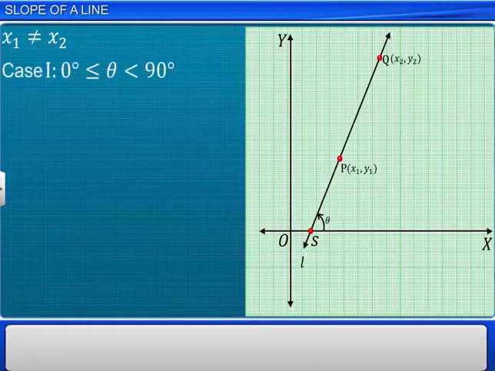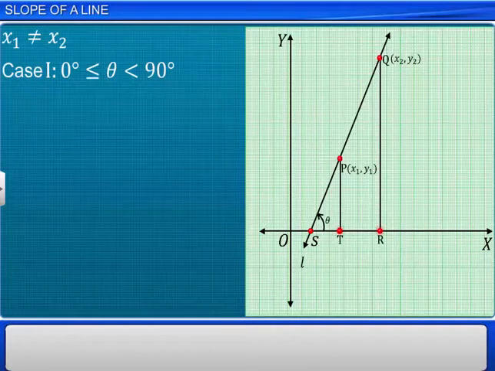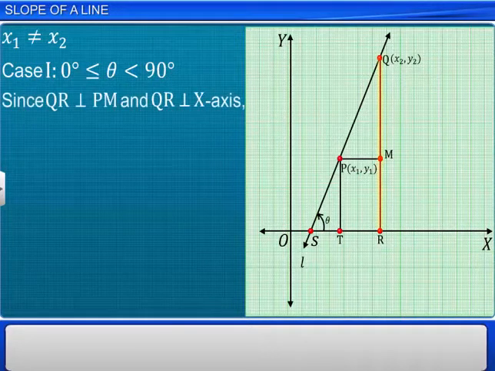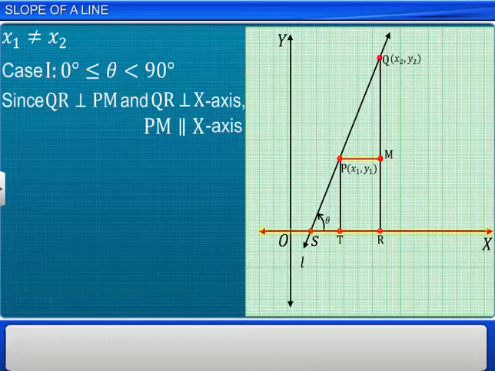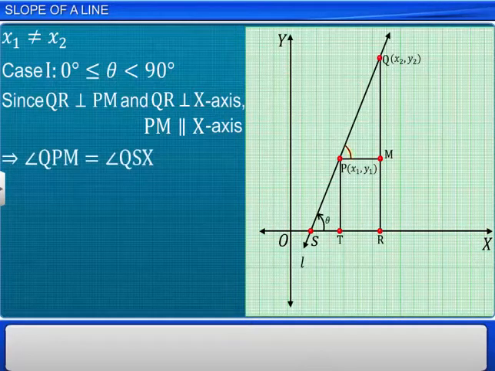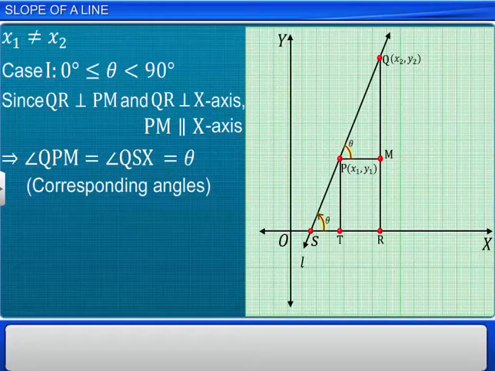Draw perpendiculars QR and PT from Q and P onto the x-axis. Draw perpendicular PM from P onto QR. Since QR is perpendicular to both the x-axis and PM, we have PM is parallel to the x-axis. Since PM is parallel to the x-axis, angle QPM is equal to angle QSX or theta, since they are corresponding angles. In right-angled triangle PMQ, tan theta is equal to QM upon PM.